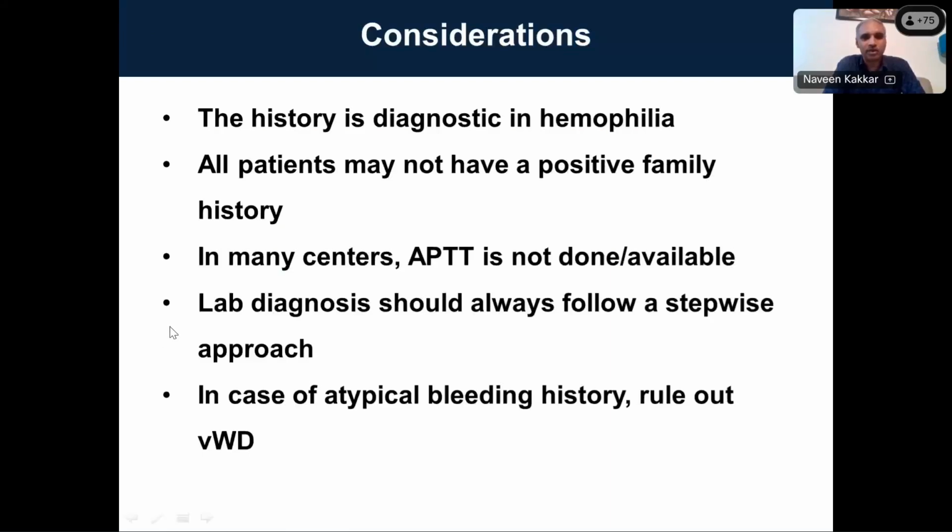Lots of labs do either no coagulation at all or only a PT. If you do not do an aPTT, you're going to miss all hemophilia patients. And then your lab diagnosis, I will show you in the next few slides, should always follow a stepwise approach. That will teach you a lot and will save a lot of money for the patient. So in case of an atypical bleeding history, rule out von Willebrand disease. This patient had a joint bleed, a deep tissue bleed. If you have an atypical bleeding history, like say mucocutaneous or platelet-like, then you must rule out von Willebrand disease as well.